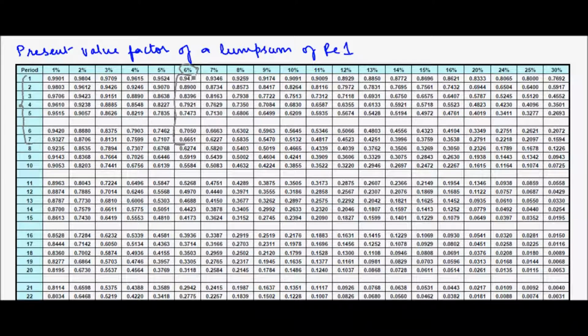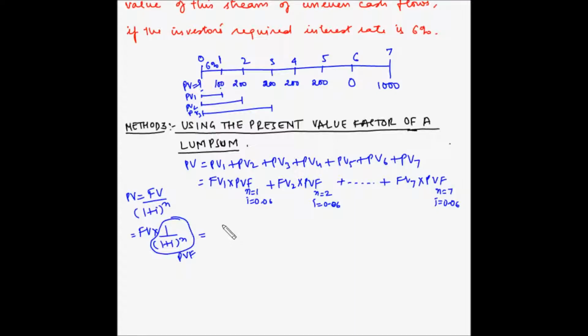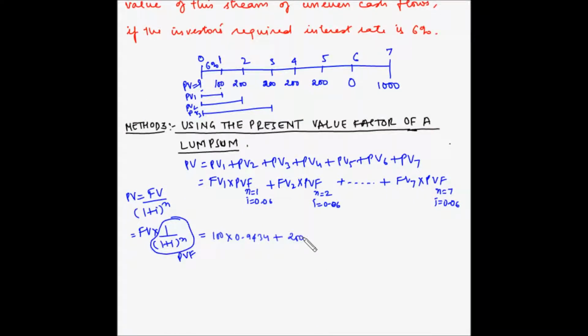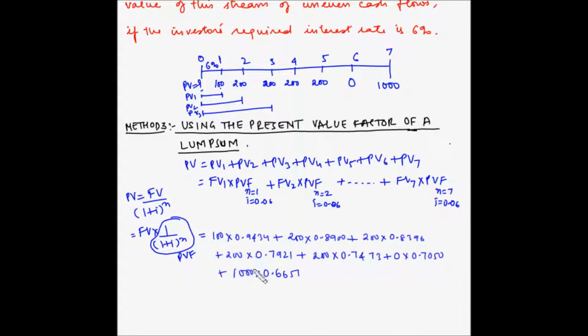So let us use these values in the formula. So this is equal to, for PV1, FV1 is 100 and the value of PVF was 0.9434, plus for PV2 the value of FV2 was 200 into 0.8900 plus, so let me note down all these values. So these are all the values.